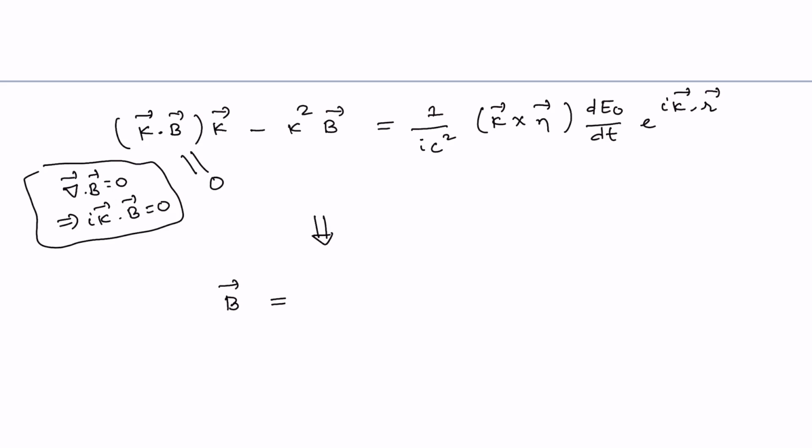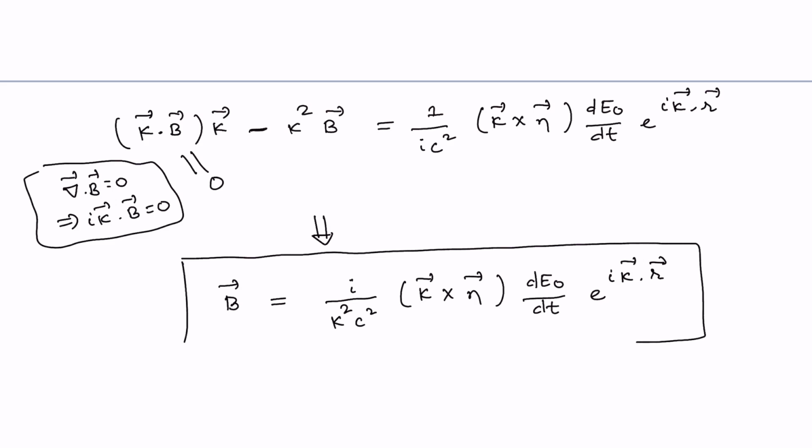Utilizing this, we have an expression for the magnetic field. B is equal to i, taking this minus sign to the other side, then i by k squared c squared k cross eta dE0 dt e to the power i k dot r. So what you see is that the magnetic field also I am able to express in terms of the complex amplitude E0. This is the reason I said that E0, the complex amplitude of the electric field, characterizes the electromagnetic wave in this case.